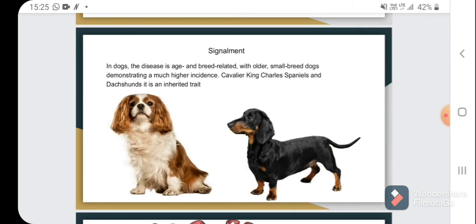Okay, now let's discuss the signalment of the disease. As we have previously discussed, this disease most commonly affects older and smaller breed dogs, and there is a very strong predilection for this disease in the Cavalier King Charles Spaniel and Dachshund. Okay, there is one more disease infamously associated with the Cavalier King Charles Spaniel. Any guesses? That is Chiari-like malformation.